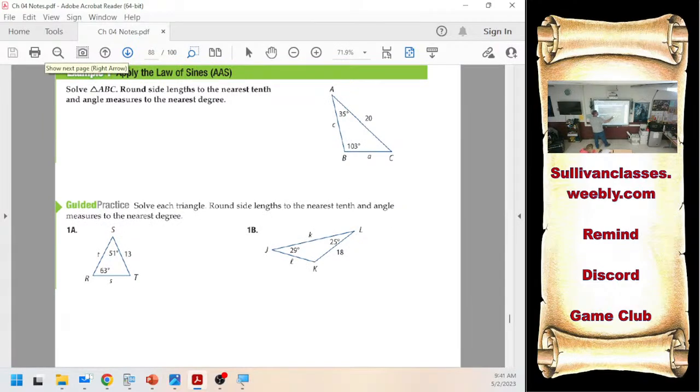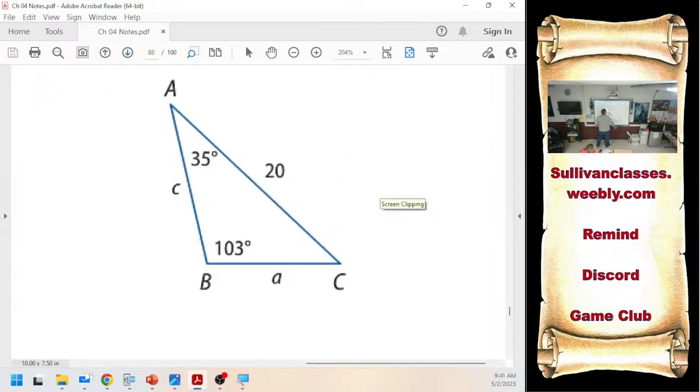So, solve the triangle means you got to find everything. Always start with the easy part. I can find angle C, right? So over here I'm going to say measure of angle C is 180 minus 103 plus 35 is 138, is 42, meaning of life.